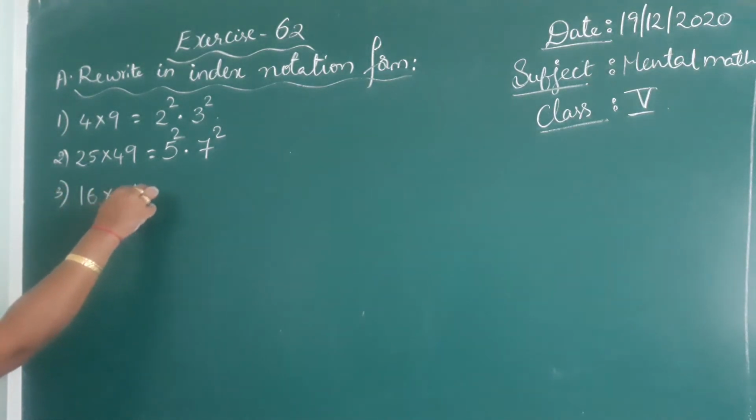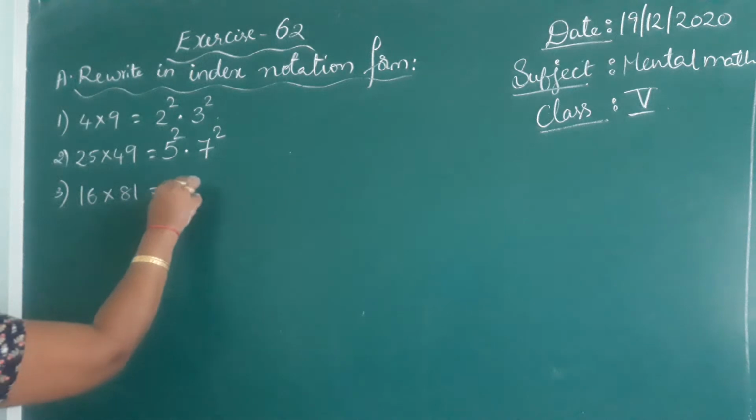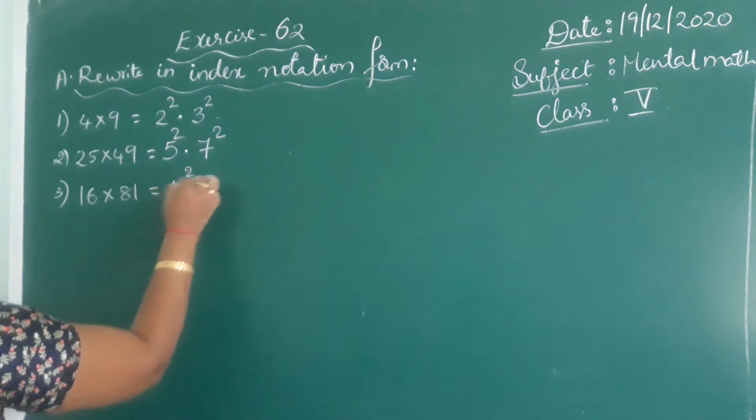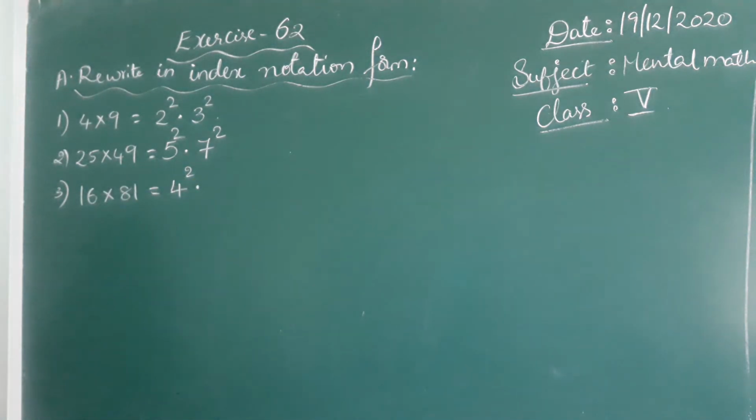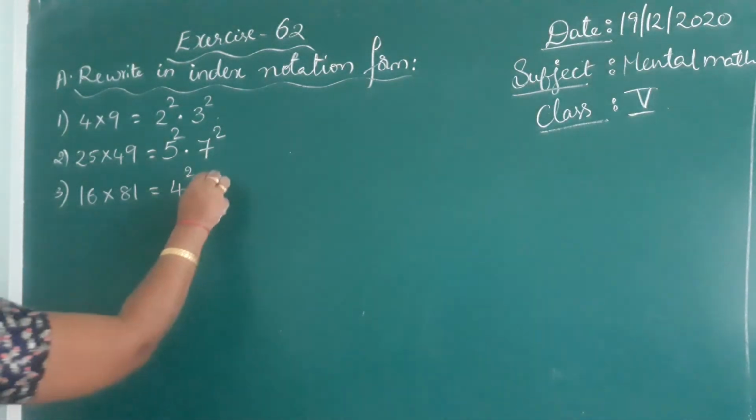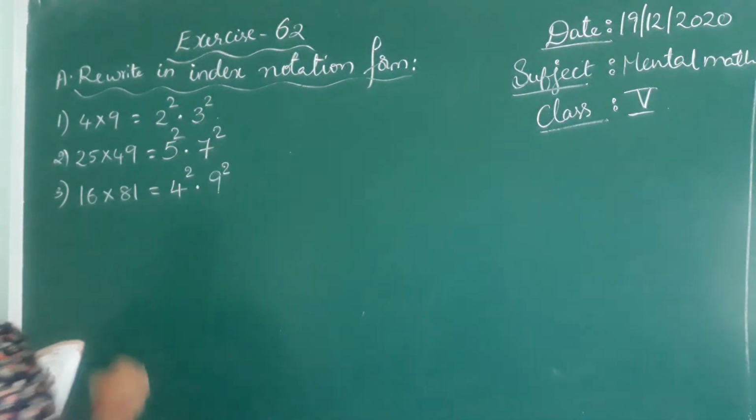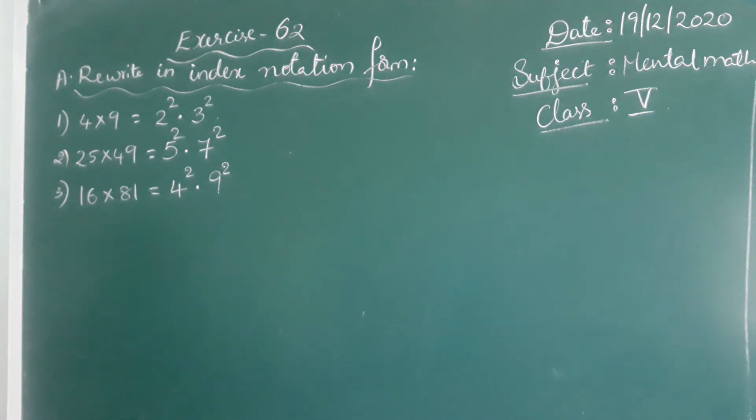16 into 81. 16 can be written as 4 fours 16, so 4 square. 81 can be written as 9 nines 81. So 9 two times if you multiply, you will get 81. So it's nothing but 9 square. See the fourth one.